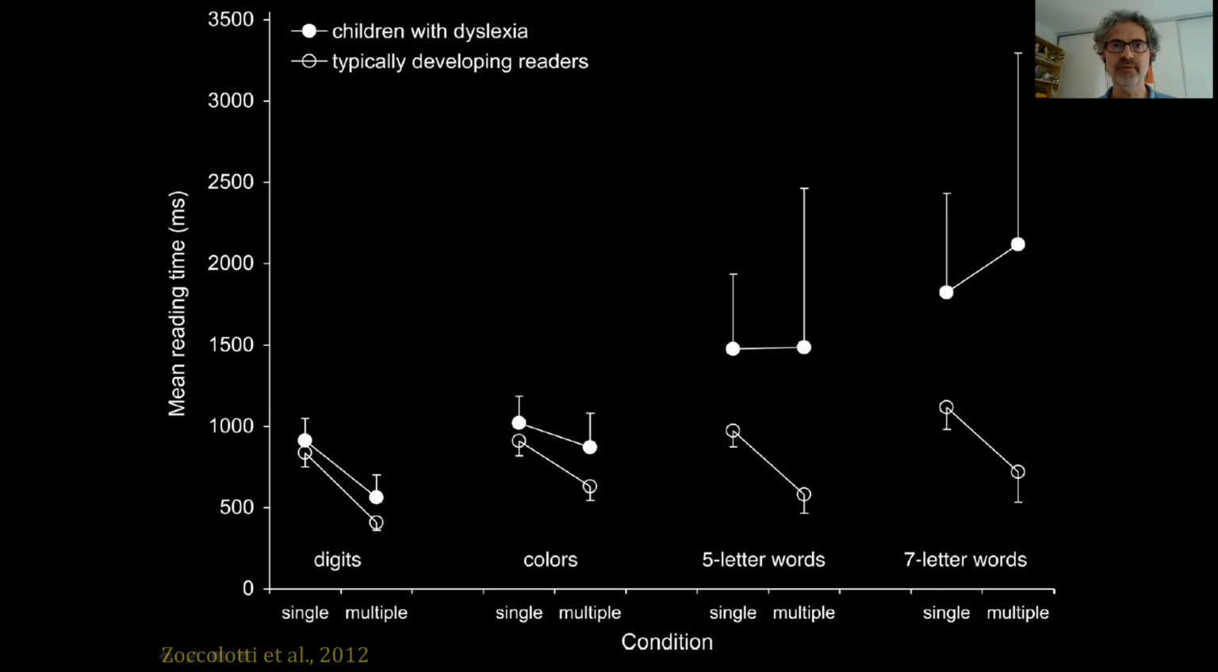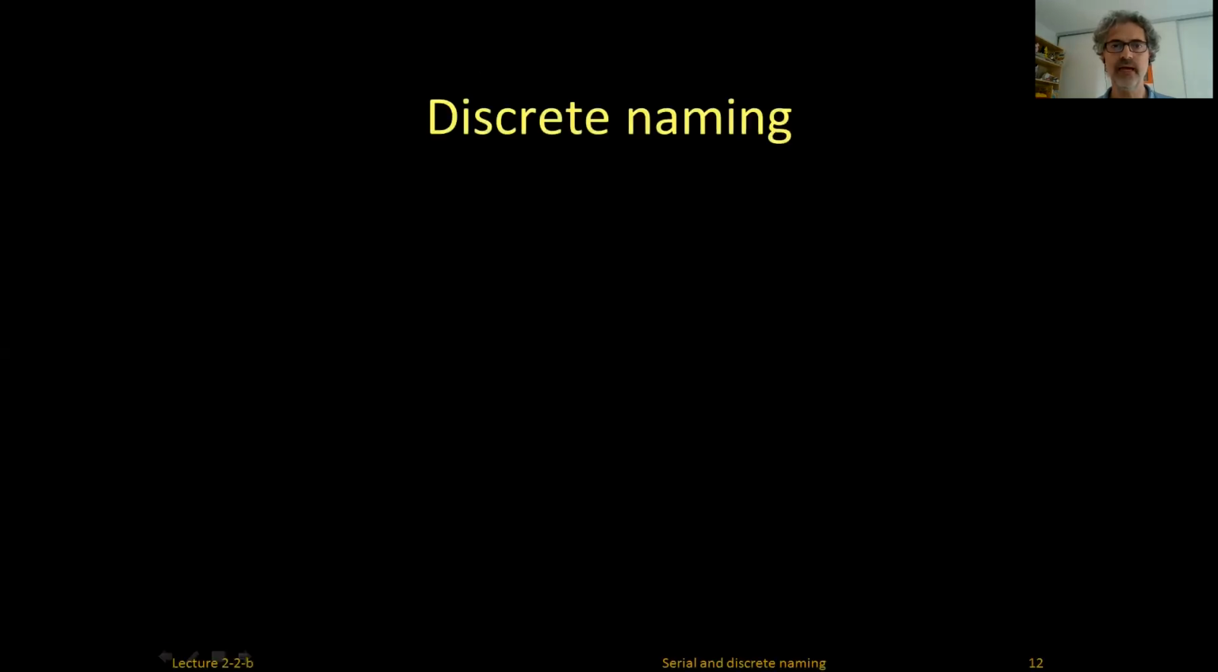Why would there be such big differences between discrete and serial naming? Why would there be a relationship between naming digits and reading words? And why would that have to do with reading problems? Let us imagine how one might go about naming individual or multiple stimuli. The following animation shows a hypothetical situation of having to name a single digit. So this is discrete digit naming.